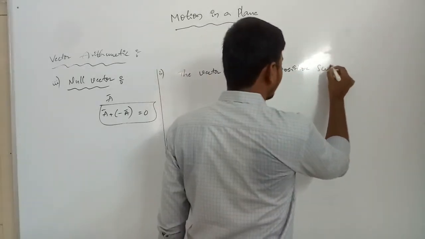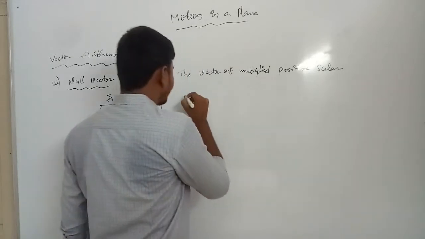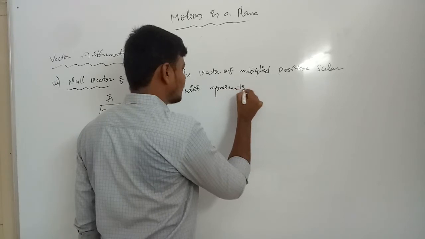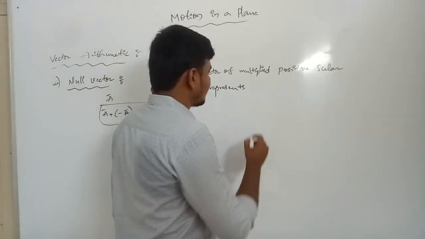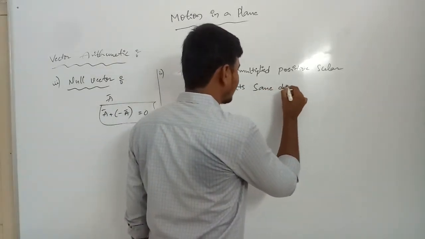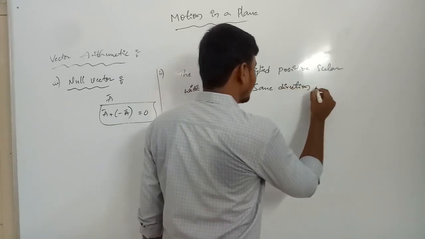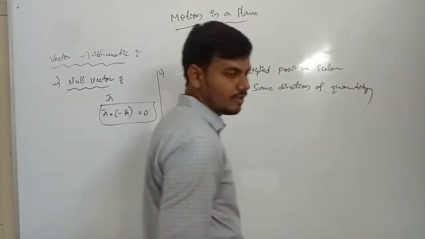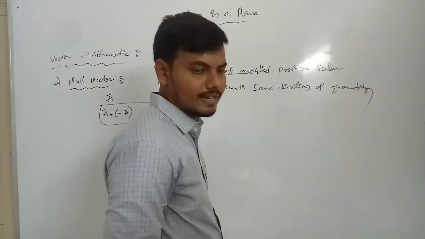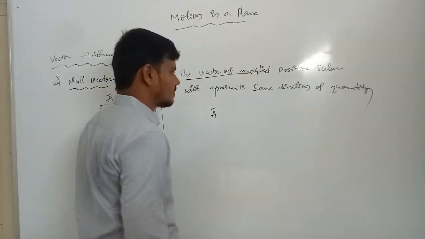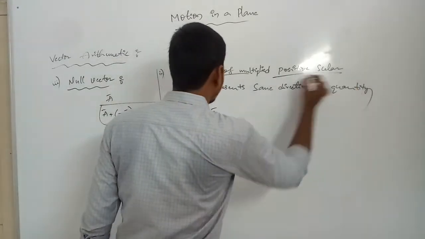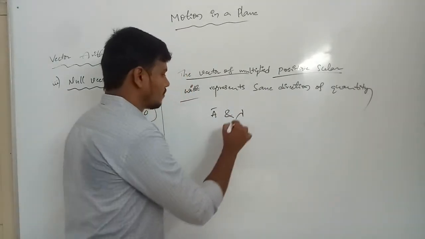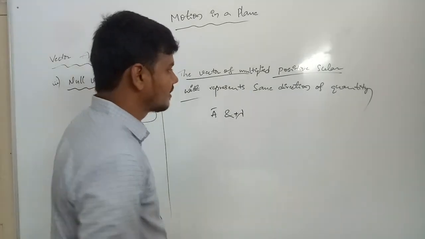A vector multiplied by a positive scalar represents the same direction of the quantity. For example, I choose the first vector. Now vector one, we can see A bar is the first vector. The positive scalar quantity we have taken is lambda, the positive one. The direction we are using is the same direction.